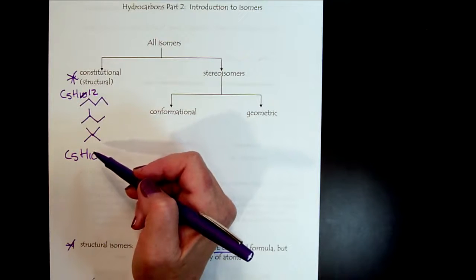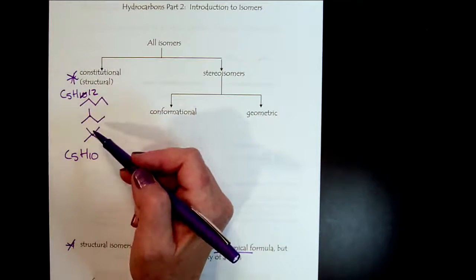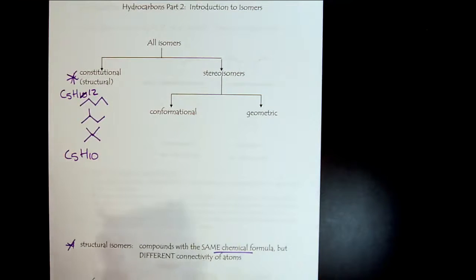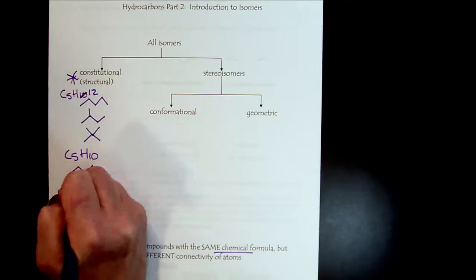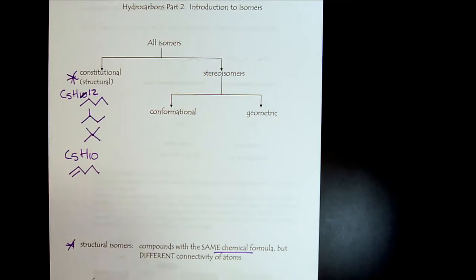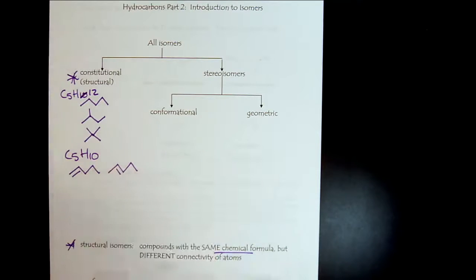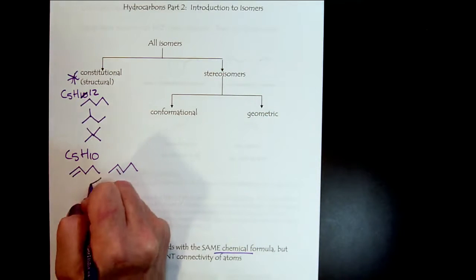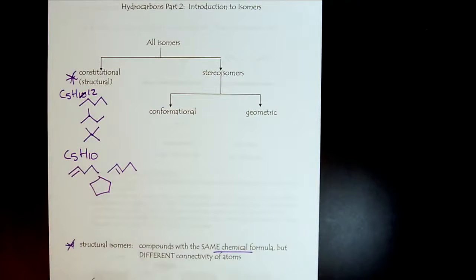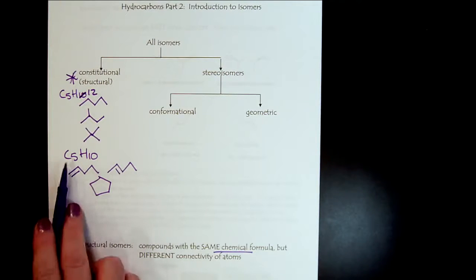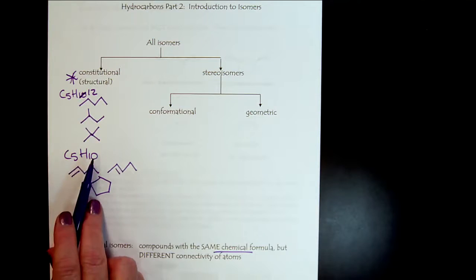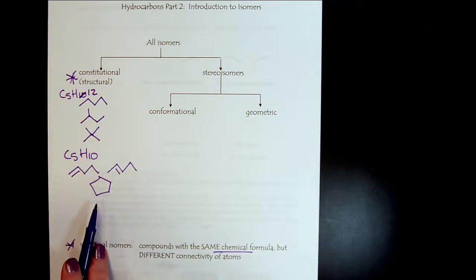We have our 5 carbons and carbon wants 4 bonds, so we can put it together in a lot of different ways. Here's C5H10. Here we have a straight chain with a double bond, or we could put the double bond here, and even that makes sense. But here's the crazy one: we could actually have a ring. All 3 of these compounds are C5H10. They have the same chemical formula, but they definitely have different connections. So we have a couple different examples of structural or constitutional isomers.